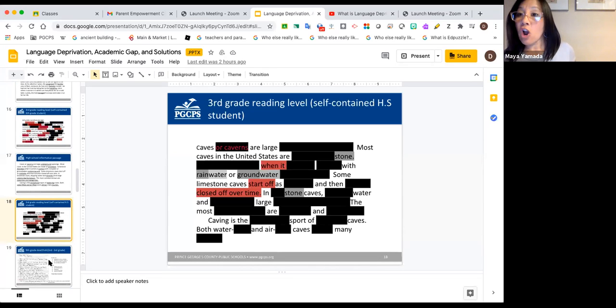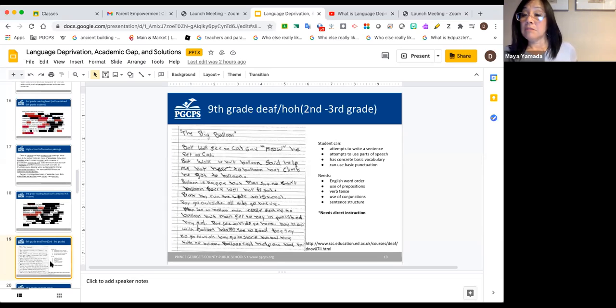challenge with deaf and hard of hearing students' writing skills. Okay, this student is in high school, but is writing on a 2nd, 3rd grade level. And so I want you, okay, I'll read the first sentence. And this is what happens when you don't have access to language. So he's able to use nouns. He's able to write a sentence.